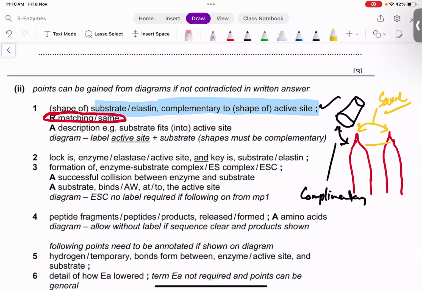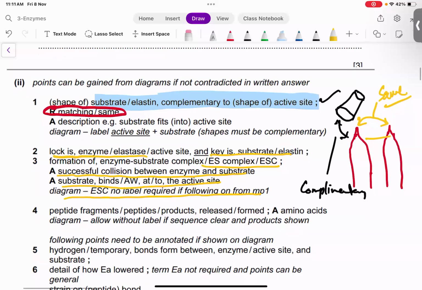So the substrate fits into an active site. Why? Because it is complementary, so it fits into that. Lock is the enzyme and key is the substrate. And this results in the formation of an enzyme substrate complex. As a result of a successful collision between enzyme and substrate, the substrate binds into an active site and enzyme substrate complexes are formed.